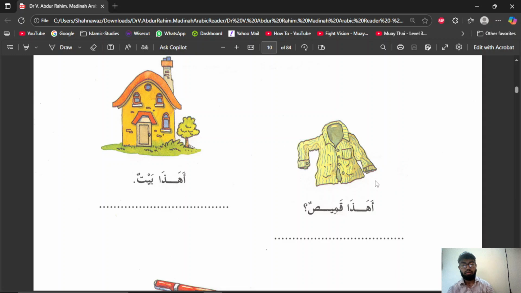So now the questions, using the alif in front of hada. So it says ahada baytun. Is this a house? We say na'am. Yes, hada baytun. Ahada kamisun. Kamisun means shirt. This exactly looks like a shirt. So we say na'am hada kamisun.